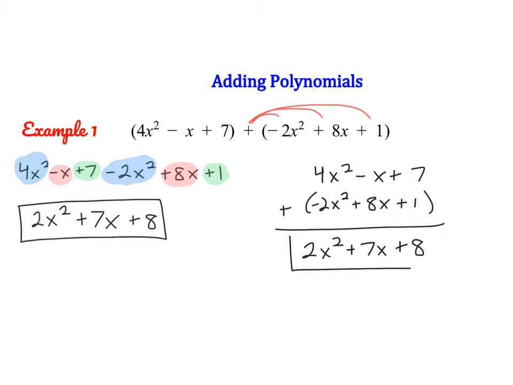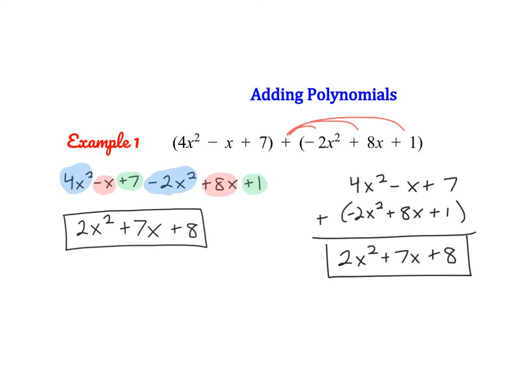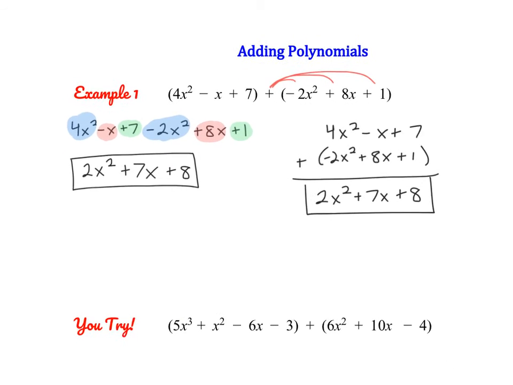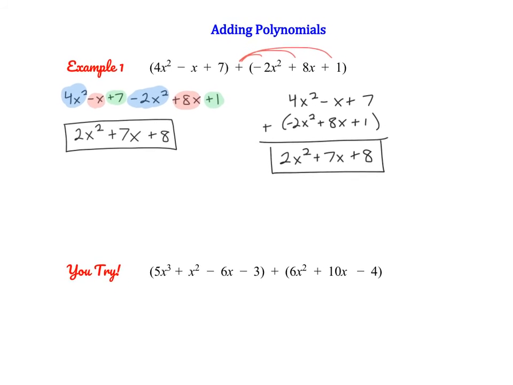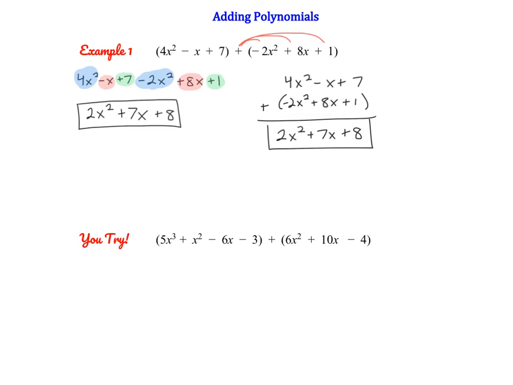You can see that either way, we end up with the same answer. Some people prefer to group like this. Some people prefer to group their like terms vertically. Whichever way you're most comfortable with is what you should do. Okay, why don't you take a moment and pause the video and see if you can give this example a try. We will check our answer in just a few seconds.